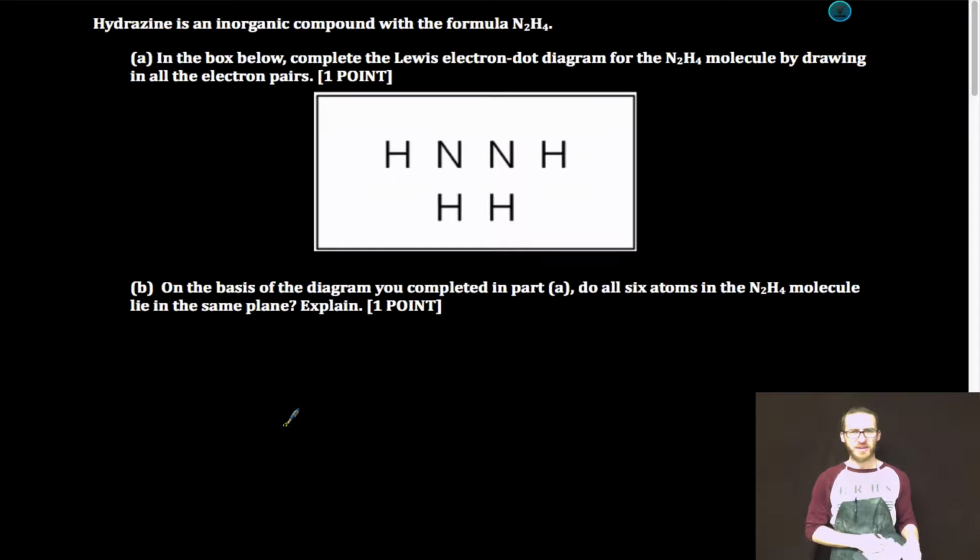Hydrazine is an inorganic compound with the formula N2H4. Part A: In the box below, complete the Lewis electron dot diagram for the N2H4 molecule by drawing in all the electron pairs. Alright, well, we know that the hydrogen has to have a single bond. That's it, that's all it can have. And recall that atoms of nitrogen typically form 3 bonds.